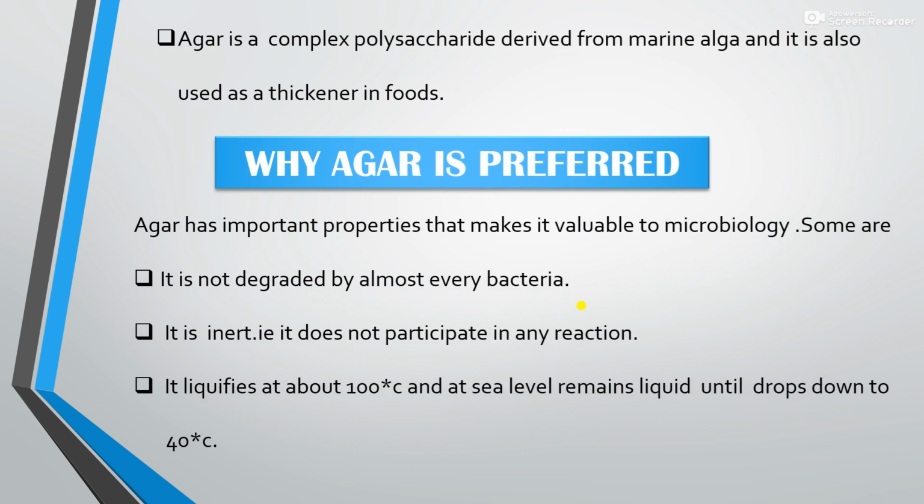Agar is used in many media as a solidifying agent. So why is agar preferred? There are substitutes for agar, but they are not used, such as guar gum and silica gel. Guar is actually 50 times cheaper than agar, but still agar is preferred for two reasons. The first is that it is not degraded by most bacteria, and the second is that it is inert. It does not participate in any reaction.